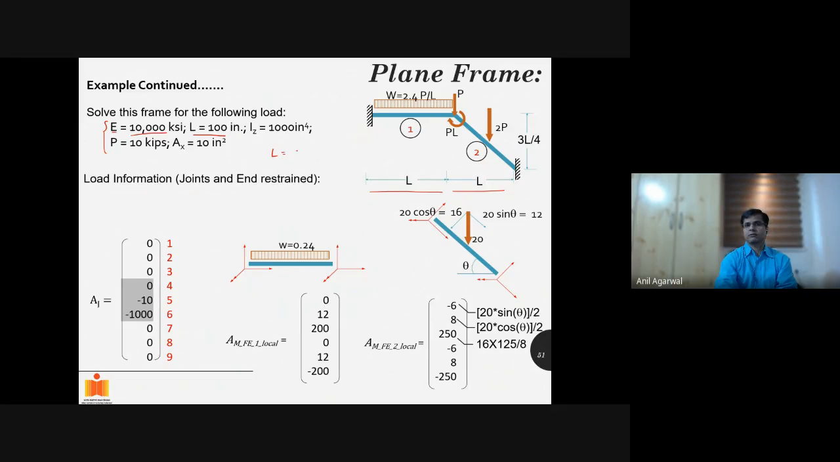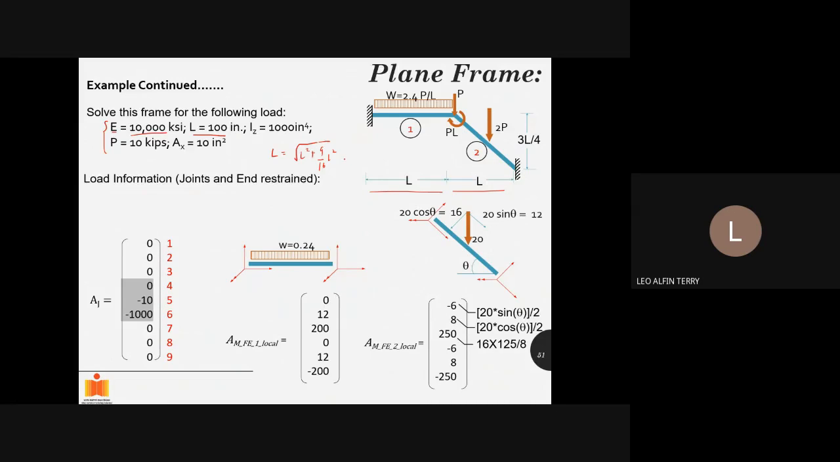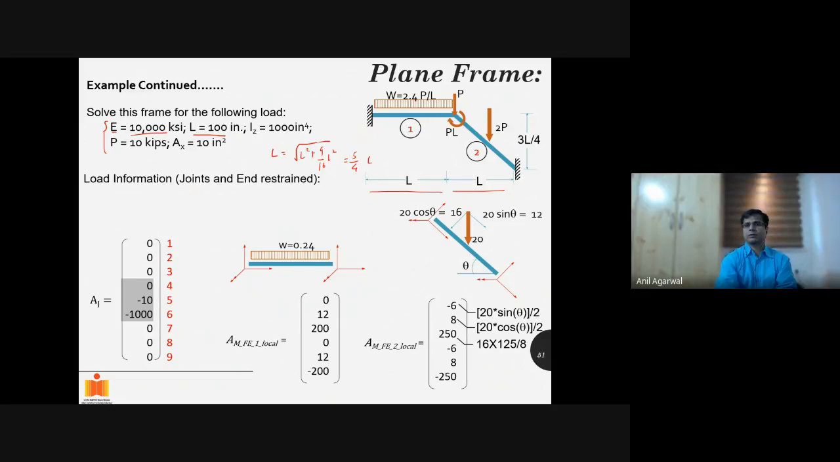For the second member, length will be the square root of L squared plus 9/16 L squared. Correct? 5/4 L. So for the second member, length is 5/4 L. For the first member, it is L, that is 100 inches. So the second one would have 125 inches, right?